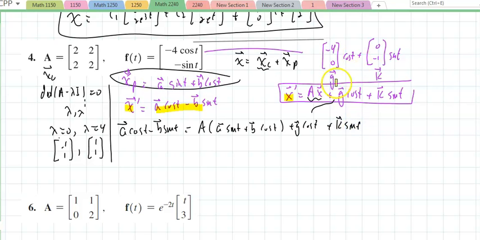Do remember that I know what g is, and I know what k is. The goal is to find a and b. So now it's nothing more than manipulating this: a the cosine of t minus b the sine of t.